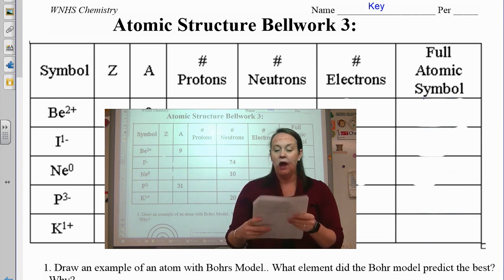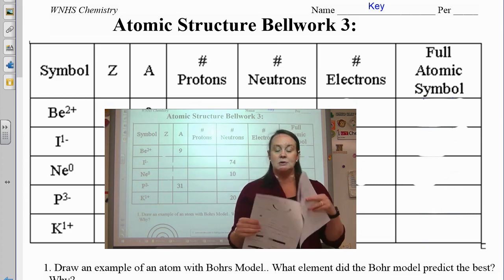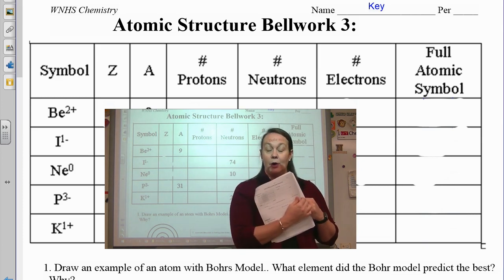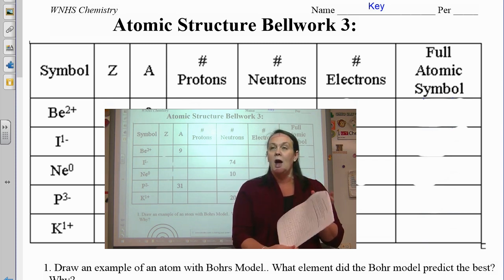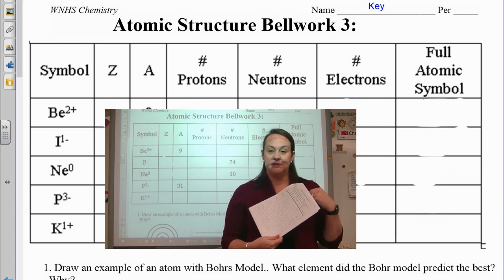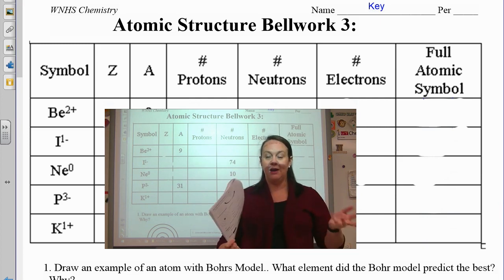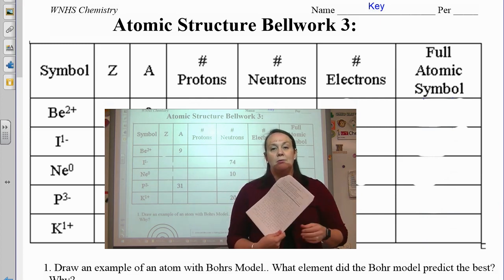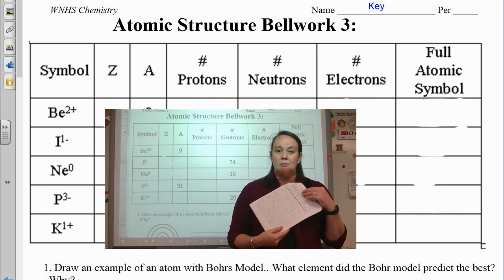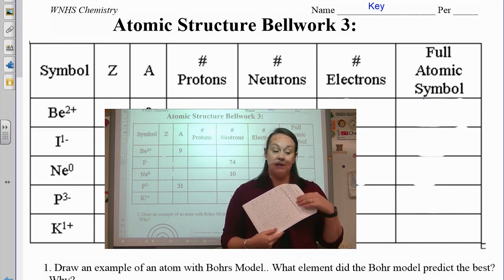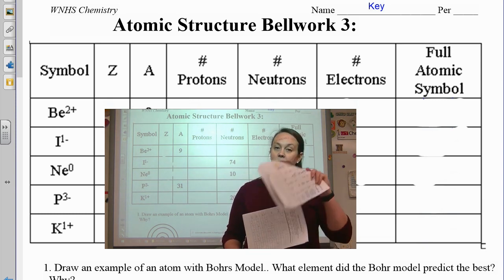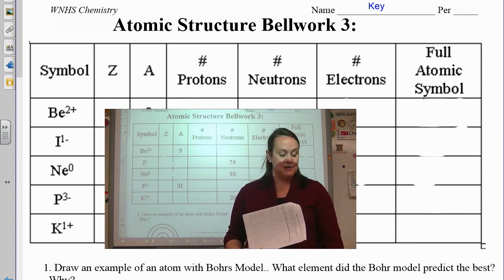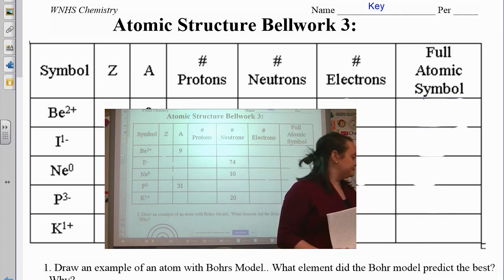Speaking of your packets, we just finished yesterday History of the Atom notes Part 3. If you go next, there is another worksheet, Atomic Structure. We had put this in the packet when we planned on everybody being back and making sure that nobody forgot how to do some of the atomic structure stuff. So the key to this is actually in the folder right beneath this video. If you do need it, it is there.